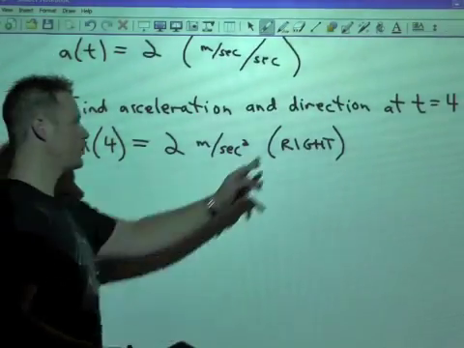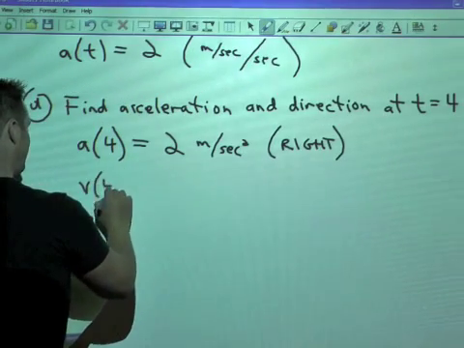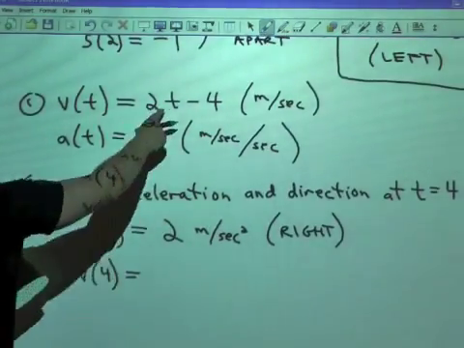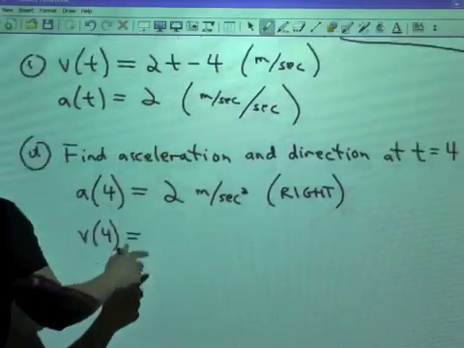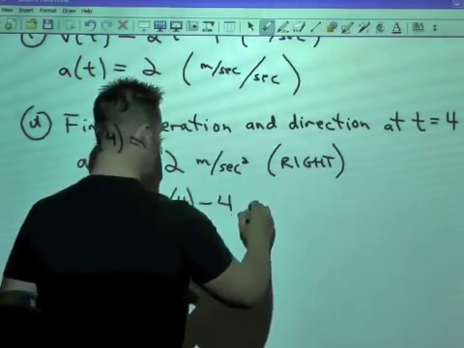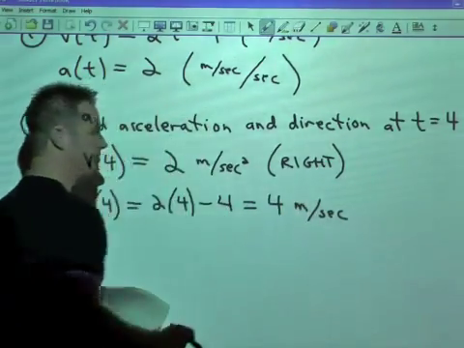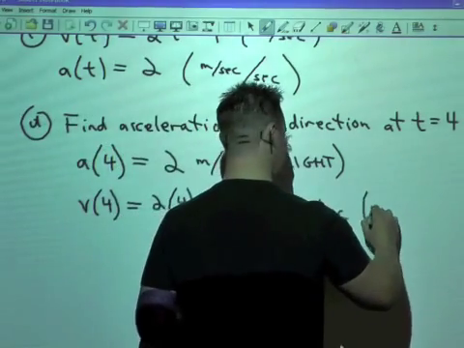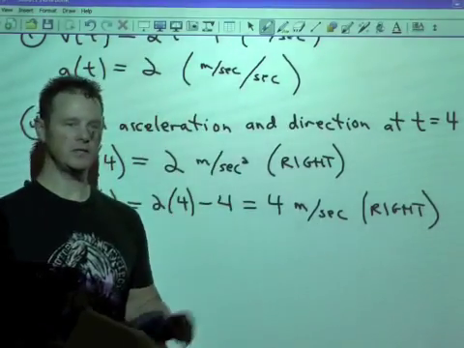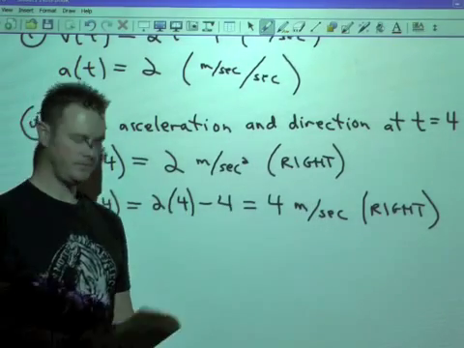Now, if we actually wanted to find just what direction is it going at t equals 4, I would find velocity at 4. So to find velocity at 4, I plug 4 into this function. It'd be 2 times 4 minus 4, which is 8 minus 4, which is 4 meters per second. And since the velocity is positive, that means the object is moving in the direction to the right. Okay? So it's moving to the right and it's accelerating to the right.